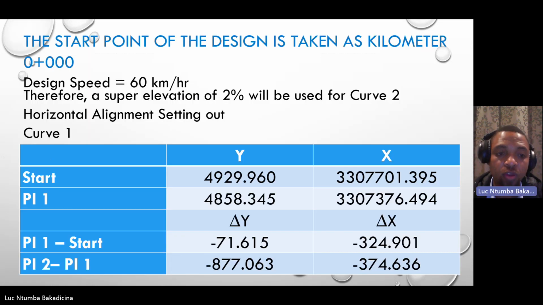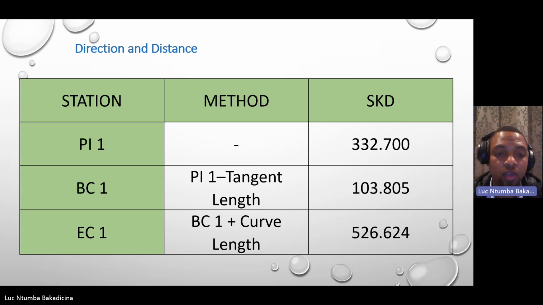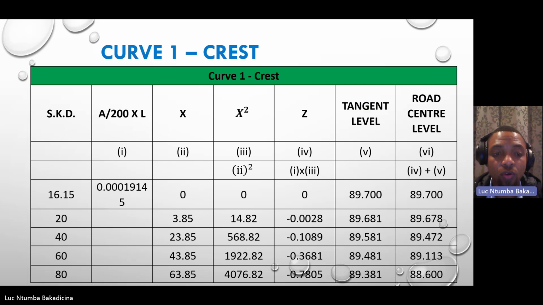It is also important to realize that most of these calculations were done with a design speed of 60, which we had to start to find our PA and then PI1 start, PI1 to start, delta y and delta x. We also had to calculate the direction and the distances, PI, and calculate the curves, because this road is quite long, and as it's long, we have curves here and there.